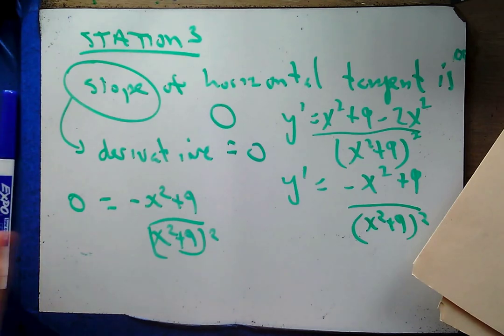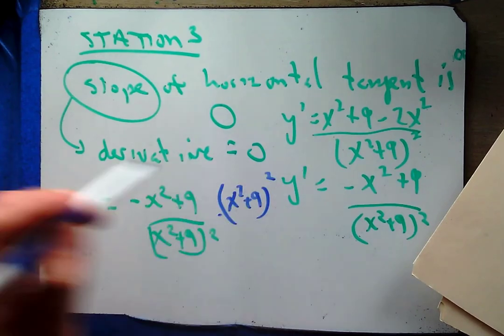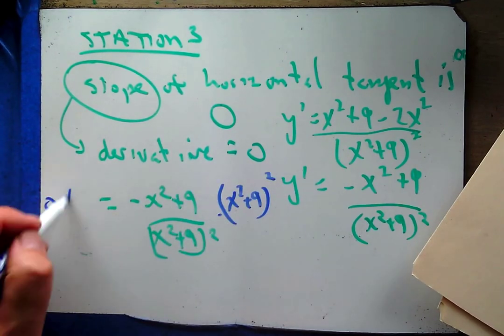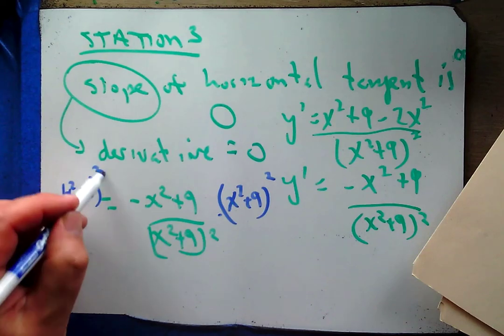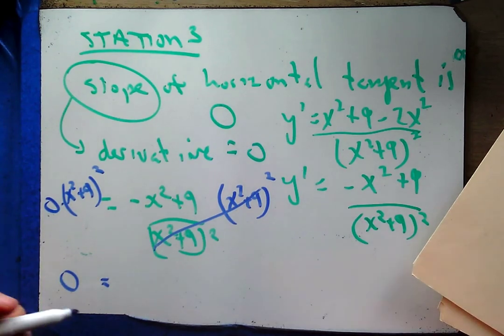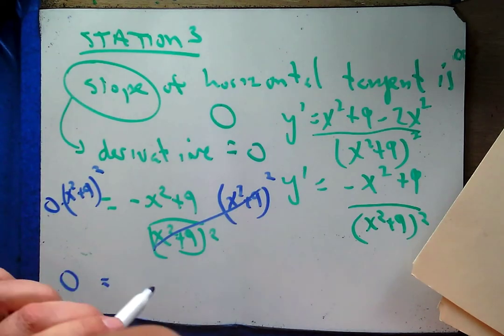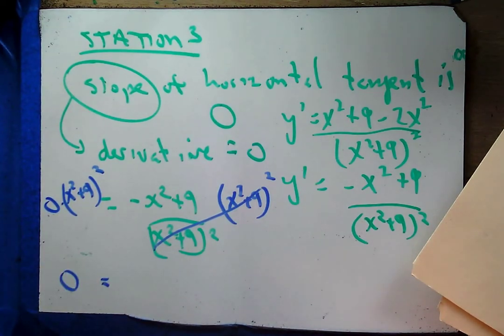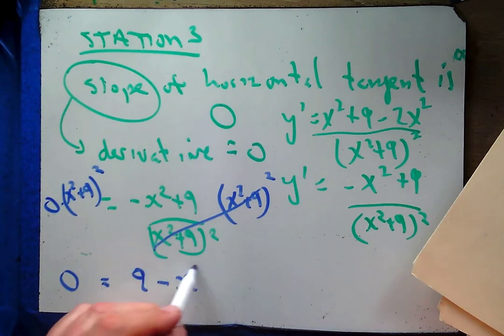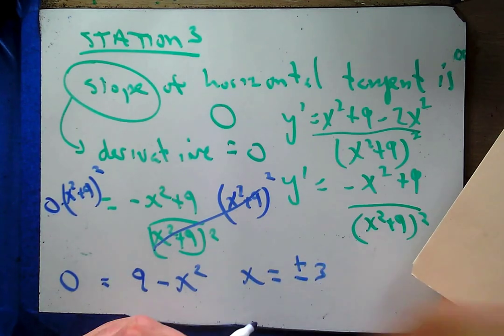If I start by multiplying both sides by (x squared plus 9) squared, over here this ends up being 0, and this cancels. So the denominator doesn't play any role in the derivative being 0. The denominator plays a role in telling me when the derivative is undefined, and that will be important for us in chapter 5. So now I've got 9 times x squared, and if I solve that equation, I get x equals plus or minus 3.